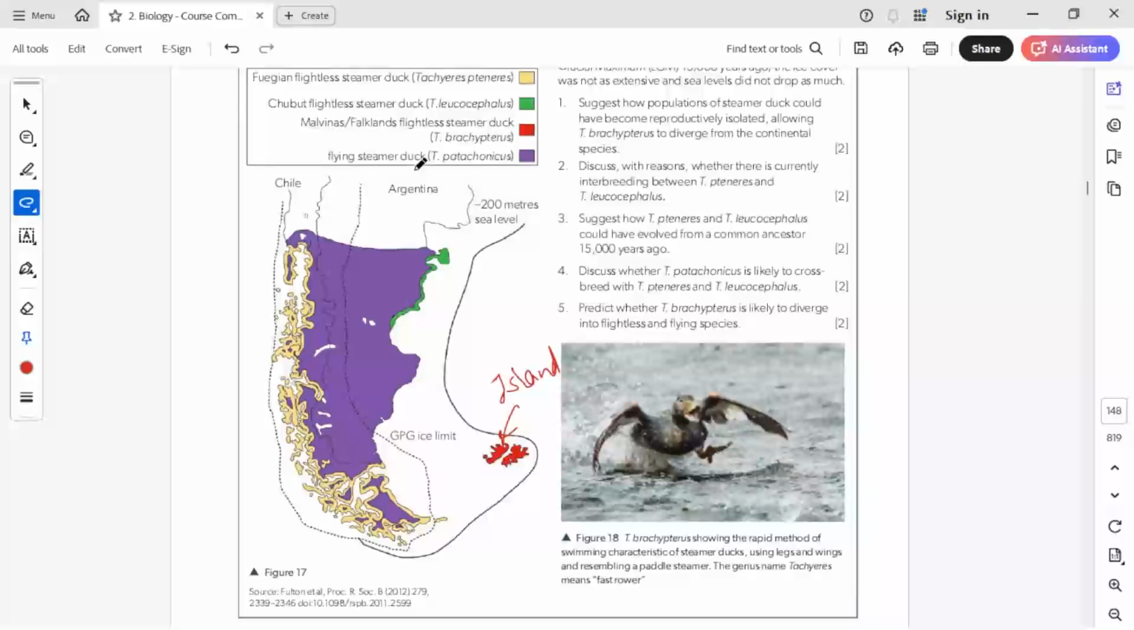Next one is the flying steamer duck, which is the purple color. So this is the only duck which is flying. Okay, it can fly. It is found in the coastal areas as well as on the inland area. So here we can see that the one which is able to fly has a vast presence over the area. That is because they can fly and reach the inland also, so they can breed in the inland as well as on the coastal areas. So that is why their presence can be seen in a very wide range of area. That is due to their capability of flying.